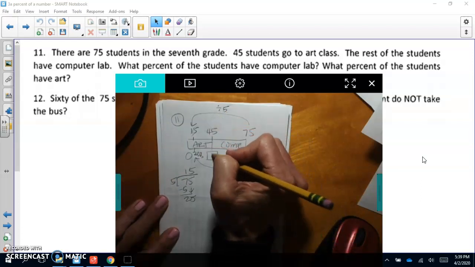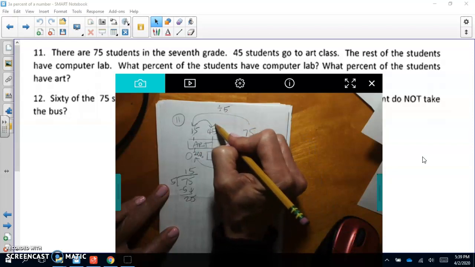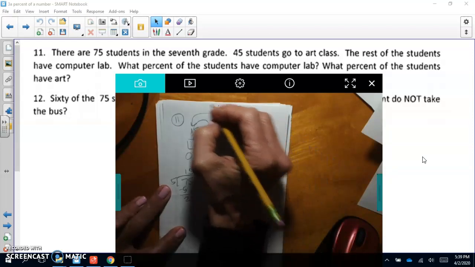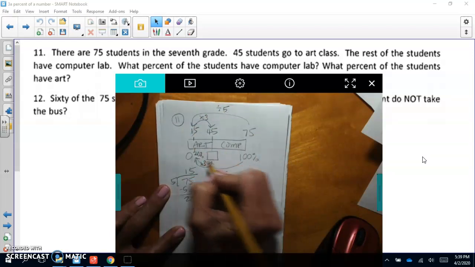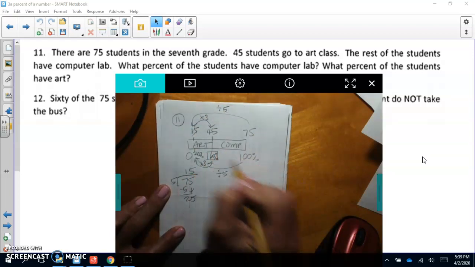So we're still not done. I want to know what that percentage is. So 15 times what gives me 45? Well, that's times 3, and 20% times 3 is 60%.